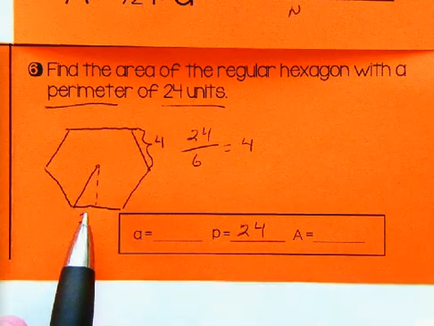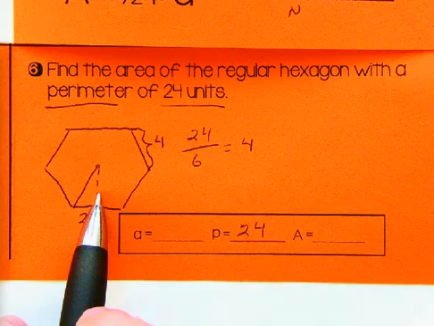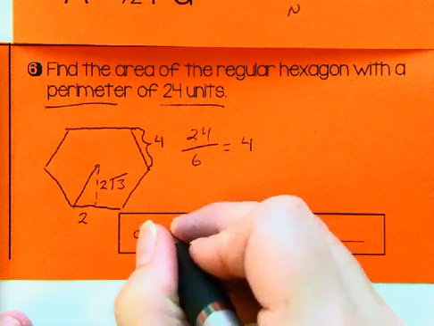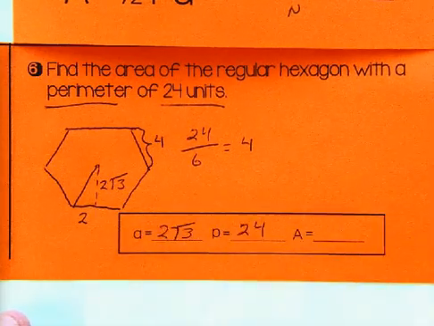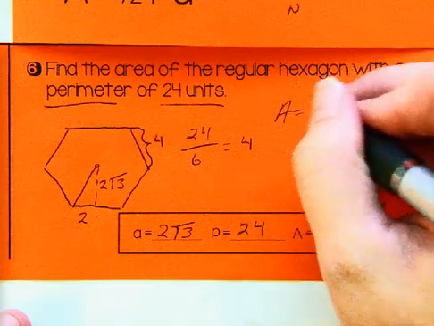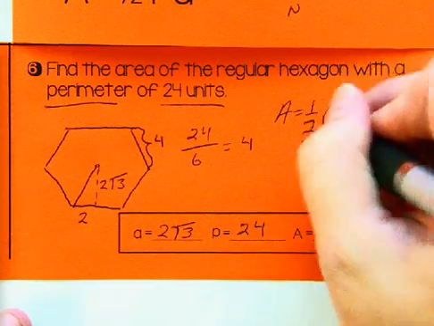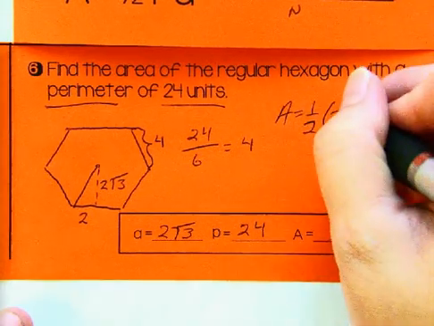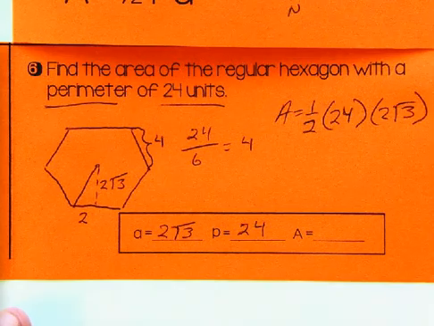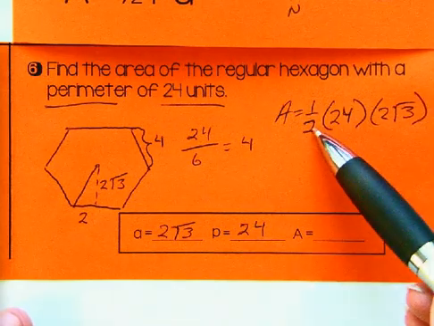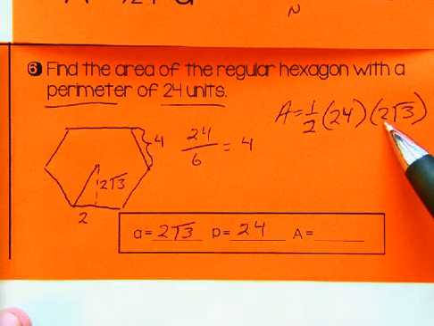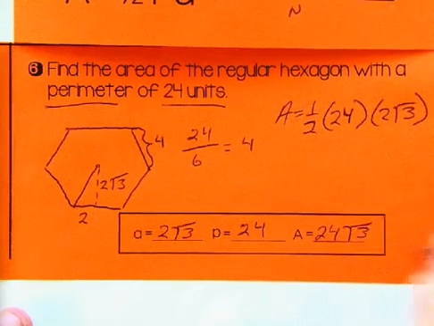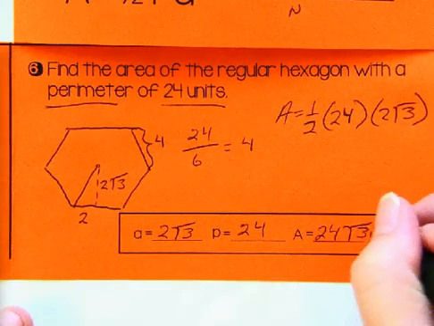Since this is a 30, 60, 90, this is our short leg. This one is the short leg times the square root of 3. So that's going to be 2 square root of 3 for our apothem. Okay, so then from there, we can go ahead and plug everything into our formula. A equals 1/2 times 24 times 2 square root of 3. Go ahead and multiply that on your calculator, or you can just take 1/2 and the 2 is going to cancel each other out. So we're left with 24 square root of 3. And our label for this one, units squared.